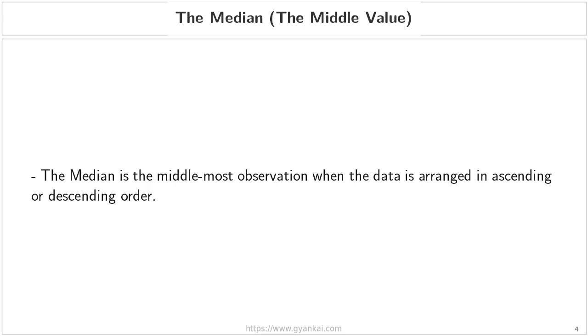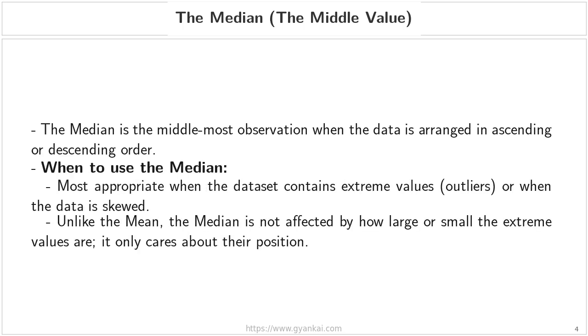Once the data is sorted, the median is the value sitting exactly in the center. So, when should you choose the median over the mean? The median is most appropriate when your dataset contains extreme values, those outliers we discussed in the previous slide, or when your data is skewed, meaning it's bunched up on one side.